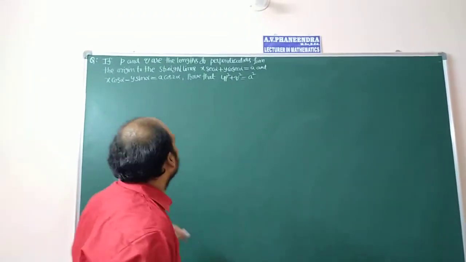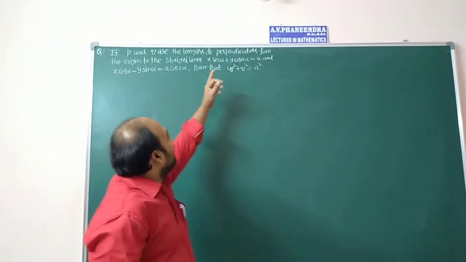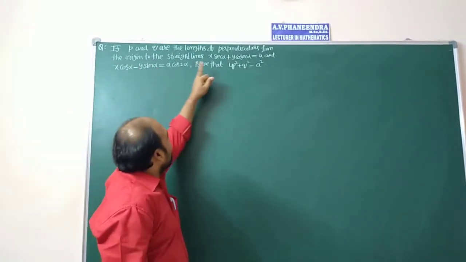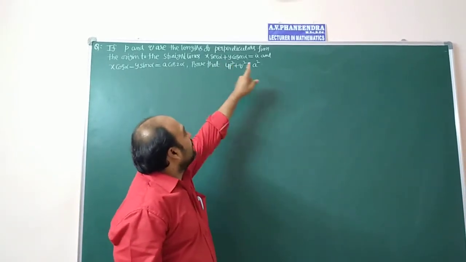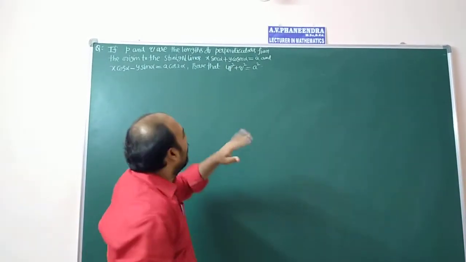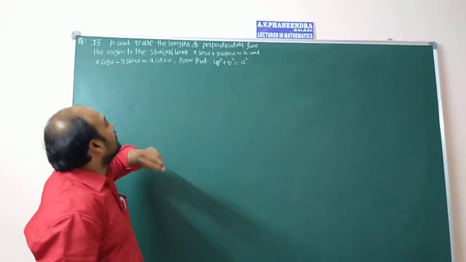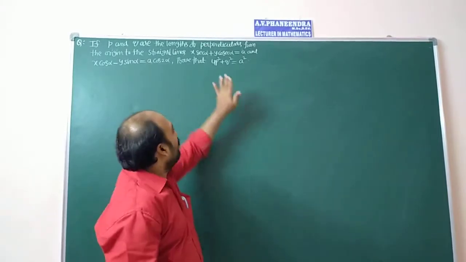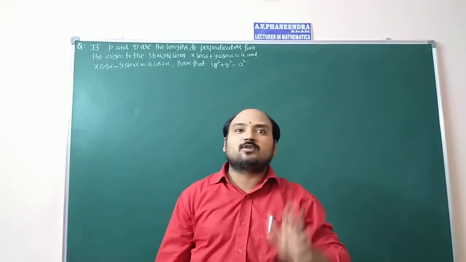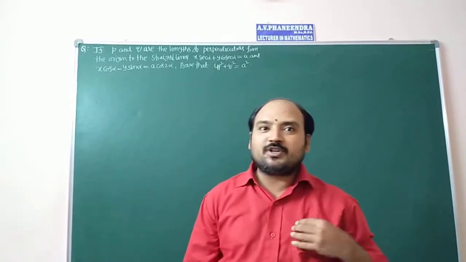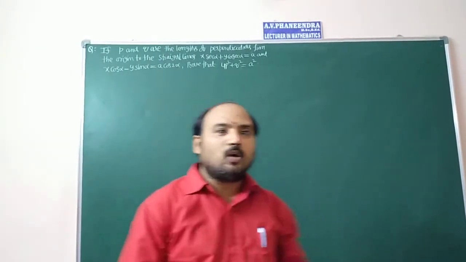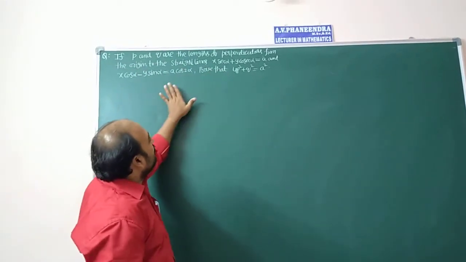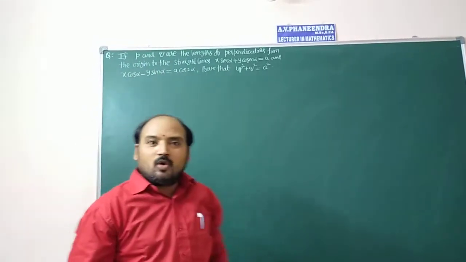Next question. If P and Q are the lengths of perpendiculars from the origin to the straight lines x secant alpha plus y cosecant alpha equal to a and x cos alpha minus y sin alpha equal to a cos 2 alpha, prove that 4p square plus q square equal to a square. In this question, what concept is involved? First we have to observe that the lengths of perpendicular from origin to these two lines are given as P and Q.